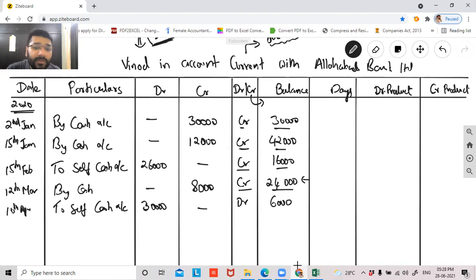Now, can I say the 6,000 is a debit balance, which means that this money the bank has to receive from Vinod in future? It's like an asset. Bank has to receive this money in future. It's like debit. I have to get it. I have to get this from Vinod in future. Are you clear with this? Yes or no? Please tell me. All of you.